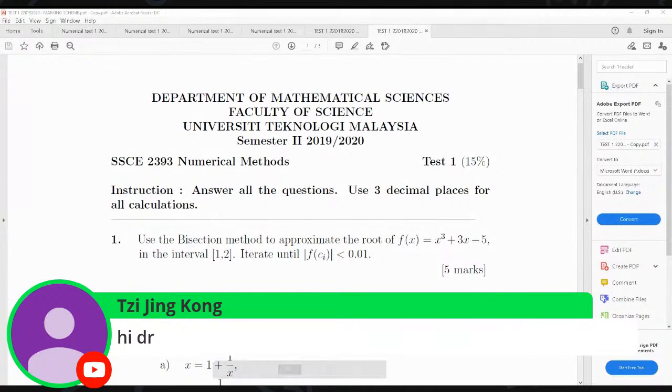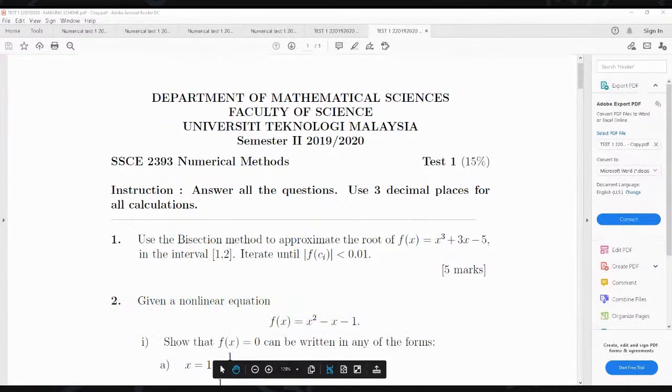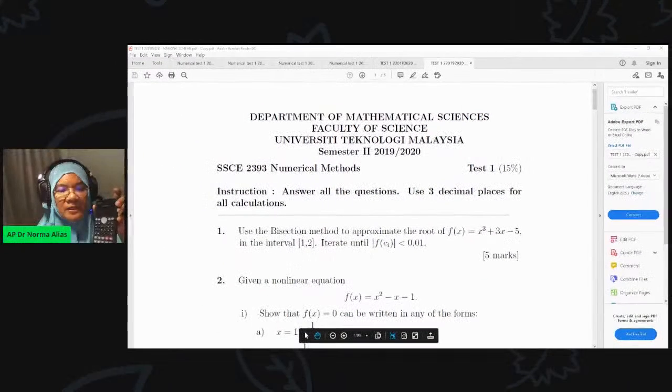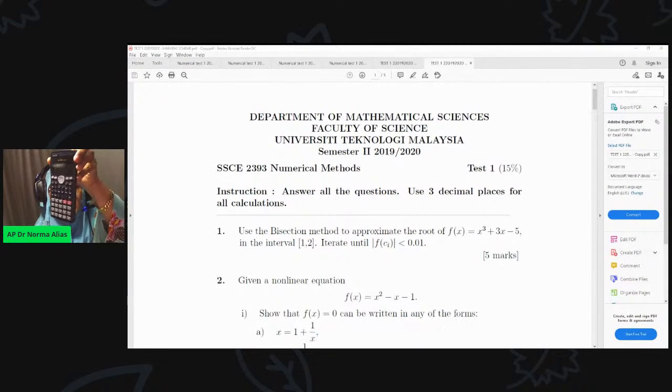The first instruction is that you need to answer all the questions. Second, you need to use a calculator. Please find your calculator. It's very important to make sure that you are expert at pressing the calculator and answering the question in 20 minutes. One question is 20 minutes, or a part of a question is 10 minutes.